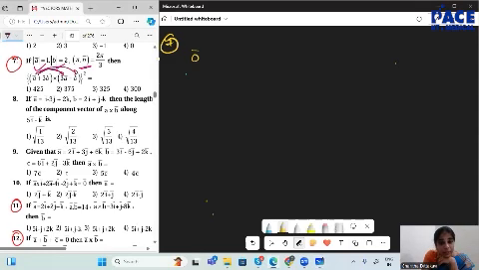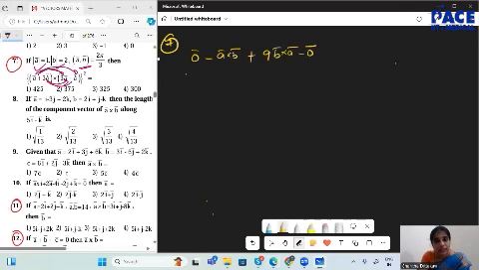Next, minus a cross b. Next, plus 3 times 3, that is 9, b cross a. Next, 3 times b cross b is a 0 vector again. So now you've got minus a cross b, which is nothing but b cross a, just a change of the direction there. So b cross a plus 9 b cross a is nothing but 10 times b cross a.